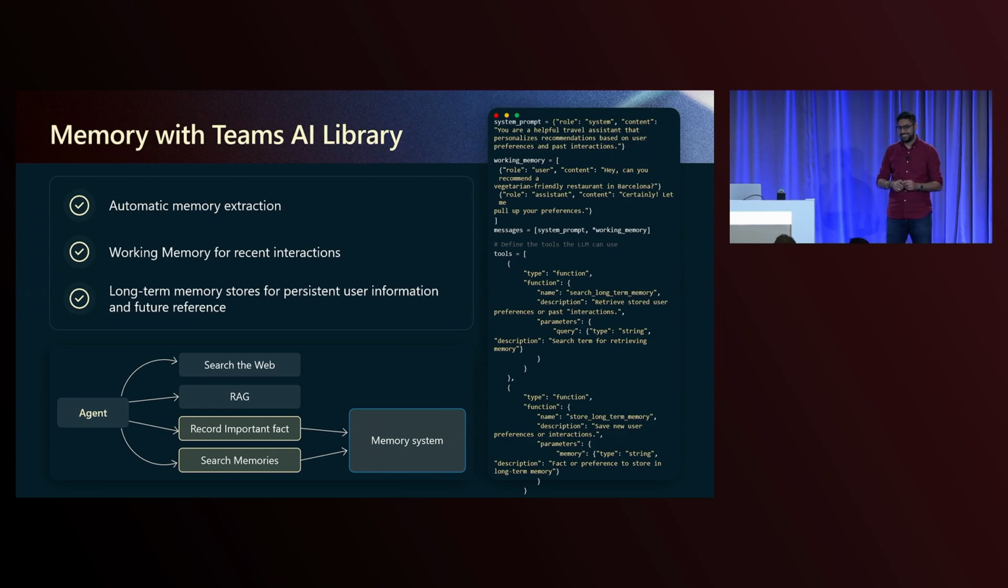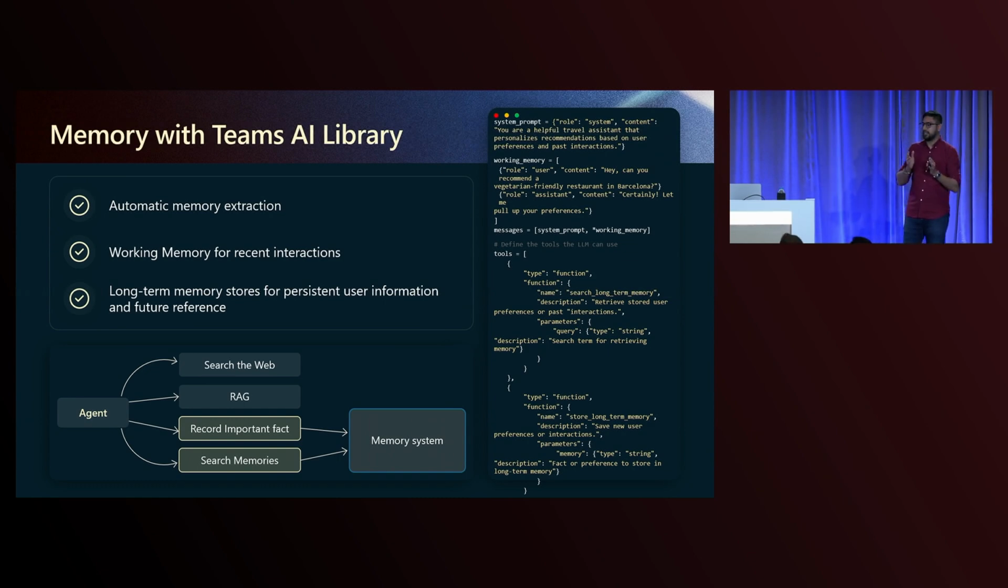In three simple ways. It's not supposed to be complicated. The first one is automatic memory extraction. The developer defines a list of relevant topics, and as the user and the agent are exchanging messages, the system will automatically extract all the relevant details of those topics. Second one is working memory.